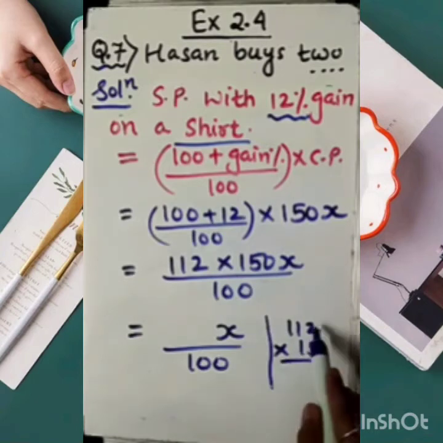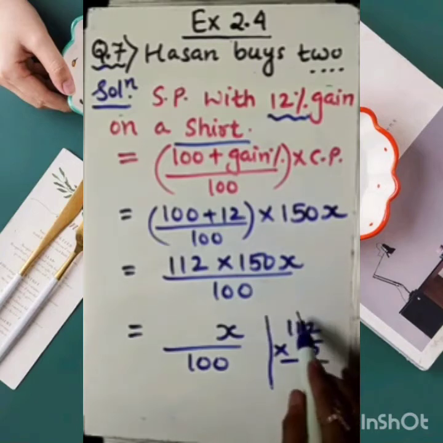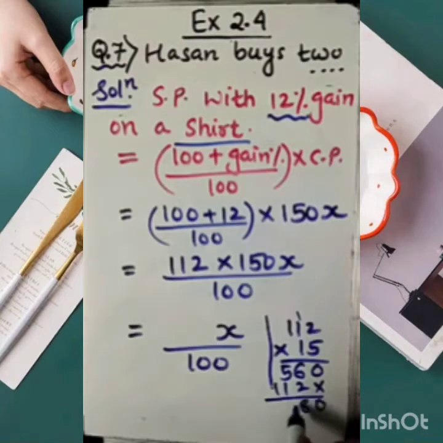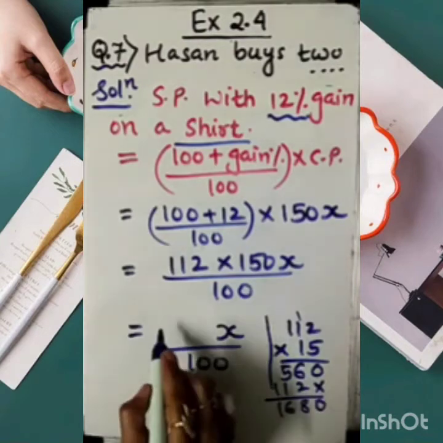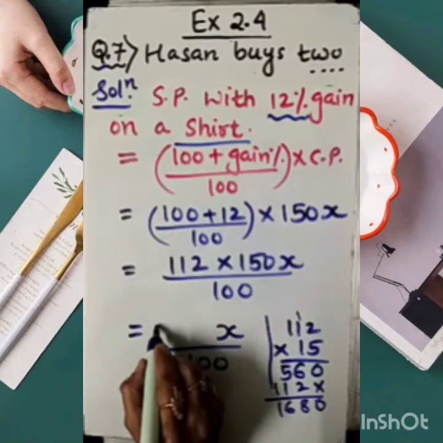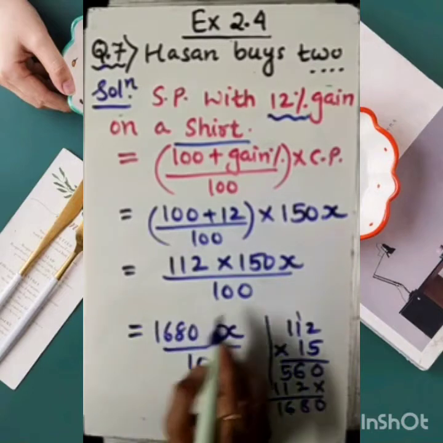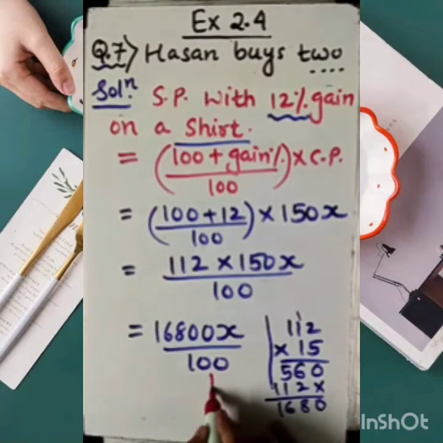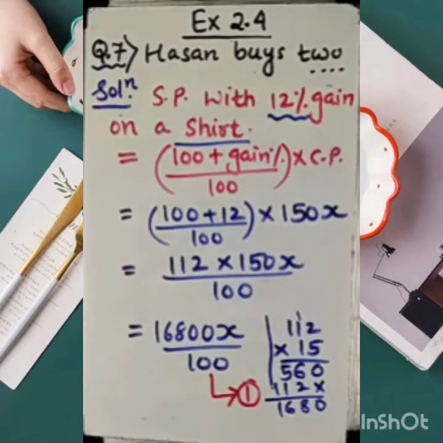5 twos are 10, 1 5 is 5 plus 1 is 6, 1 5 is 5, 1 2 is 2, 1 1 is 1, here 1, here 8, here 6, 1680. The product is coming 1680 and this 0 is already there. So this is the result number 1, which we are going to apply in the next step.